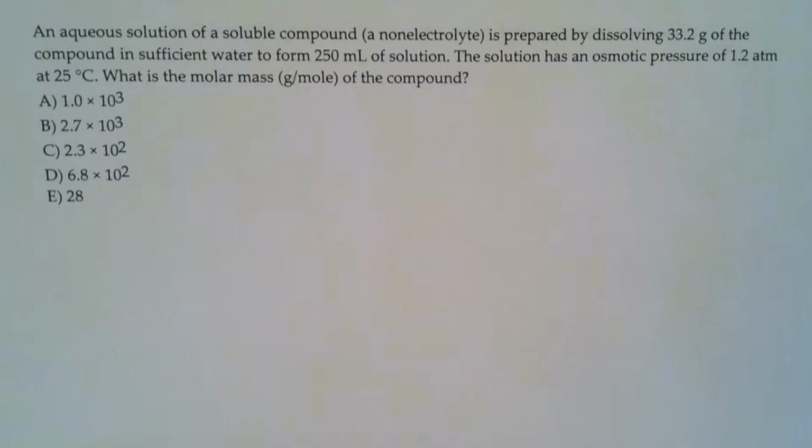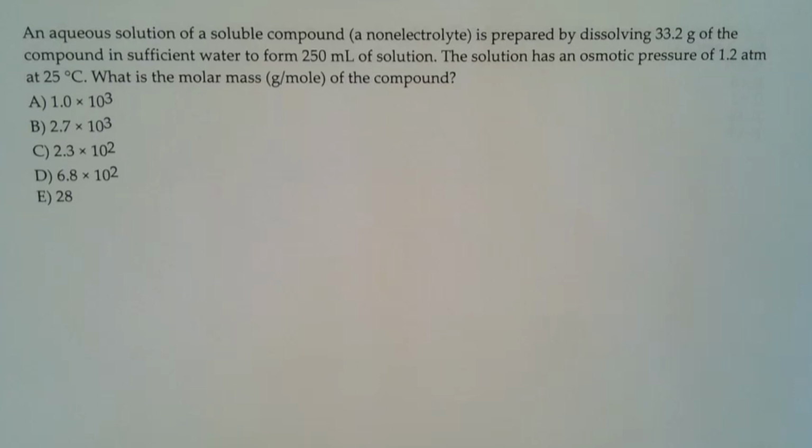An aqueous solution of a soluble compound, a non-electrolyte, prepared by dissolving 33.2 grams of the compound in sufficient water to form a 250 milliliter solution. The solution has an osmotic pressure of 1.2 atmospheres at 25 degrees Celsius. What is the molar mass of the compound?